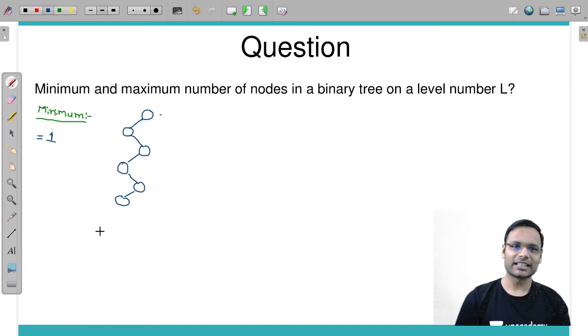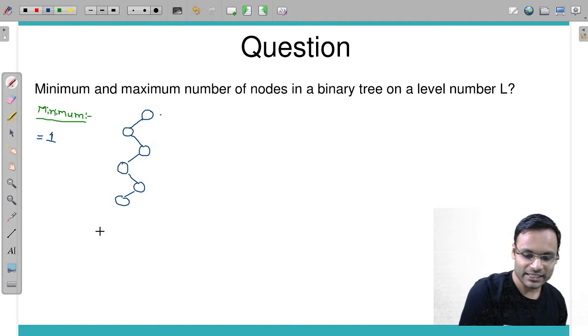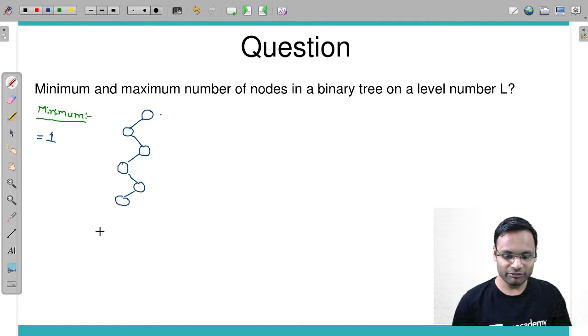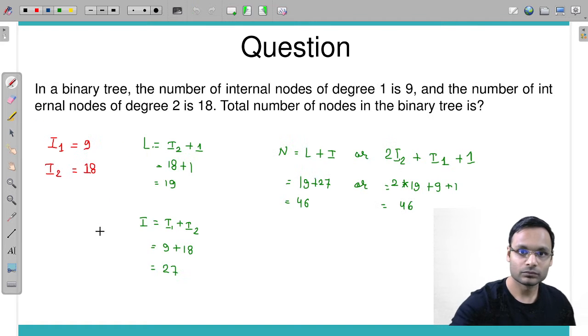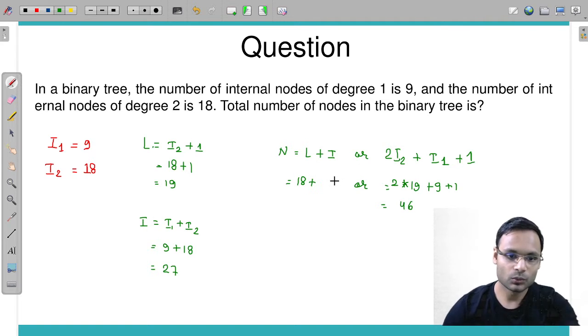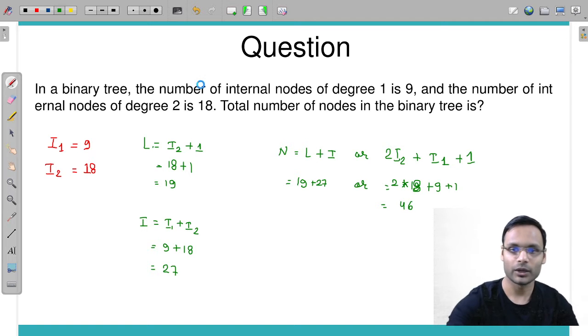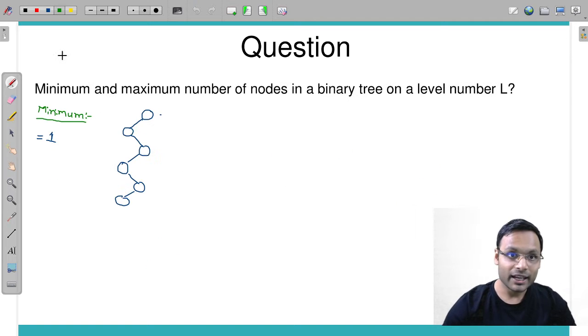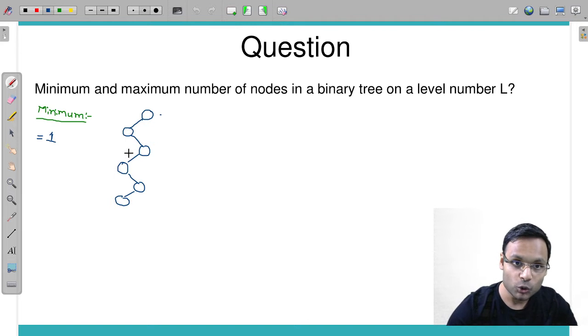Can we say level 6 is there or not? Is there any level 6 present here? Okay, my bad here. It's not 19, it's 18. So for this 18 plus 19 plus 27 here is 80. Fine.